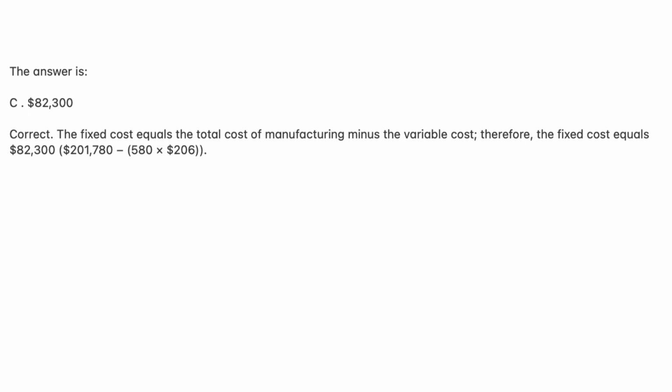$82,300. Correct. The fixed cost equals the total cost of manufacturing minus the variable cost, therefore, the fixed cost equals $82,300: $201,780 minus 580 times $206.